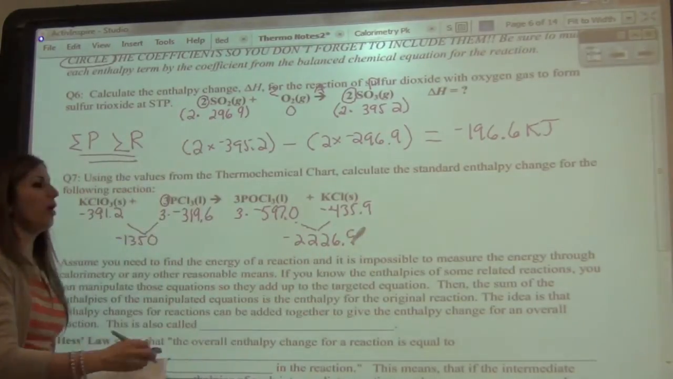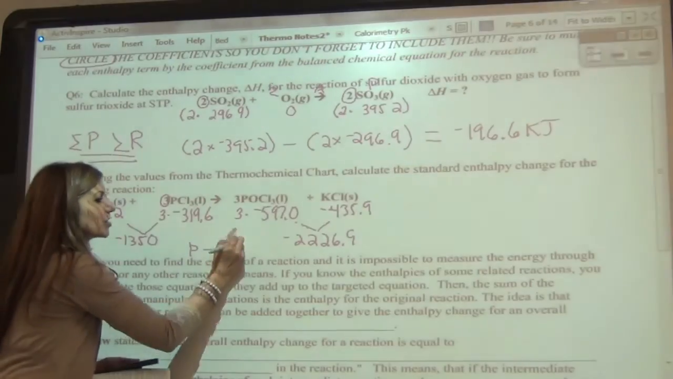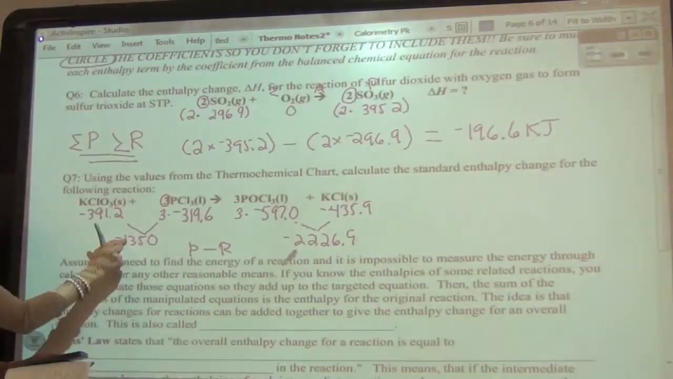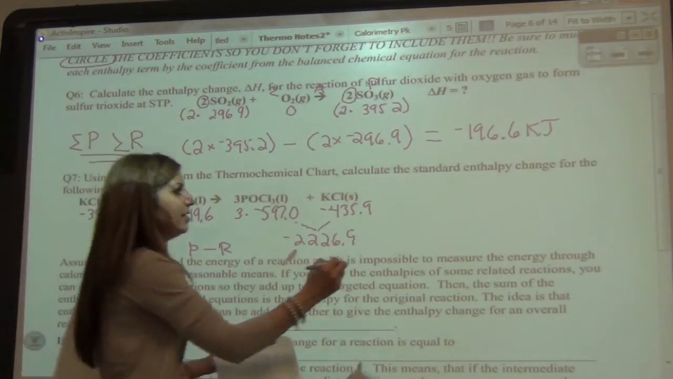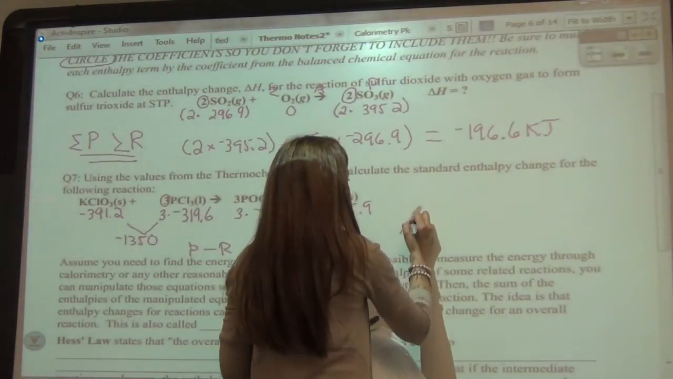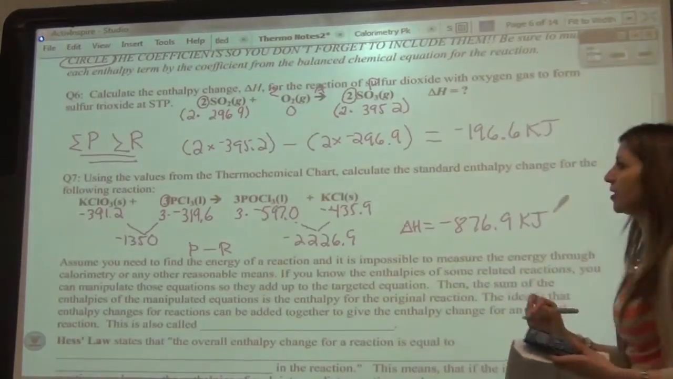2226.9. Once you have that, now you want to do products minus reactants, which means you have to do this number minus that number. So that number, my answer, minus negative 1350. And I got negative 876.9. Delta H is equal to negative 876.9 kilojoules.